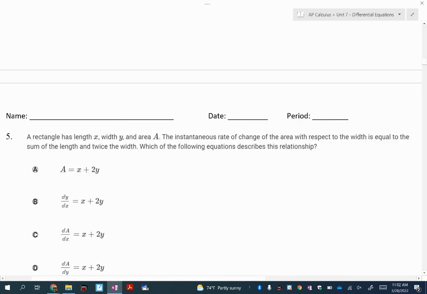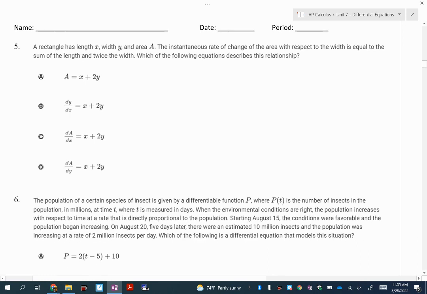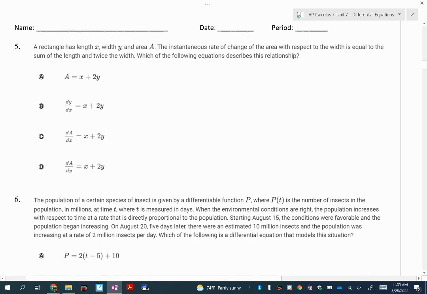Let's do number 5. We've got a rectangle. If you want to draw it, you can, with length x, width y, and area A, capital A. Instantaneous rate of change of the area. So the moment that I read that, instantaneous rate of change of the area, erase that and just go to the first part.